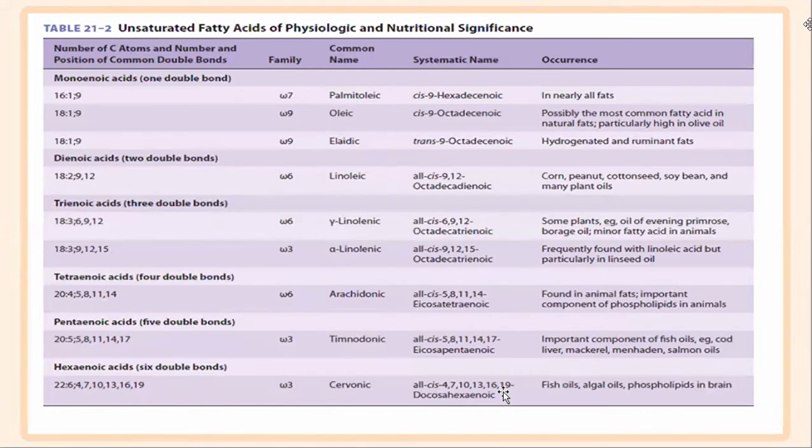So here is a table of unsaturated fatty acids of physiological and nutritional significance. Kindly just refer to your book at Table 21-2.